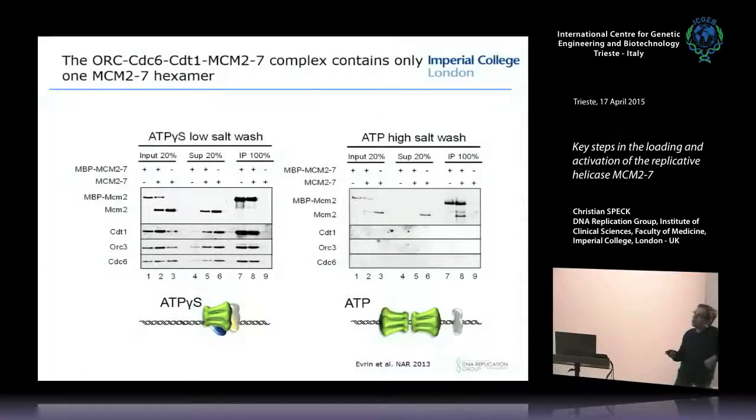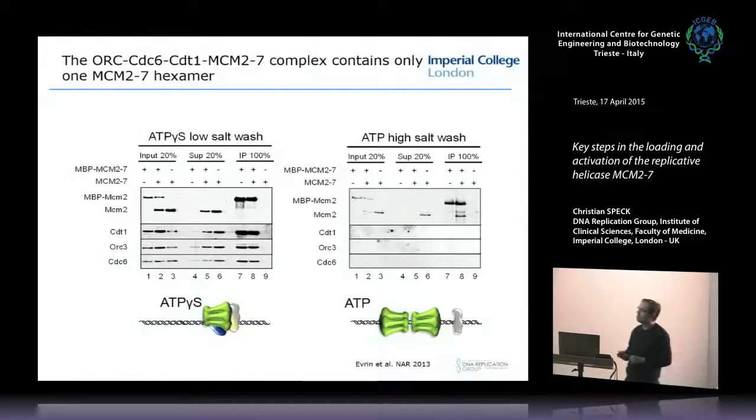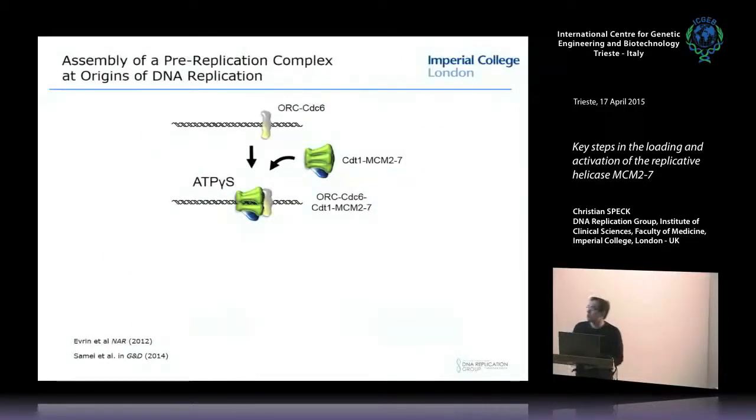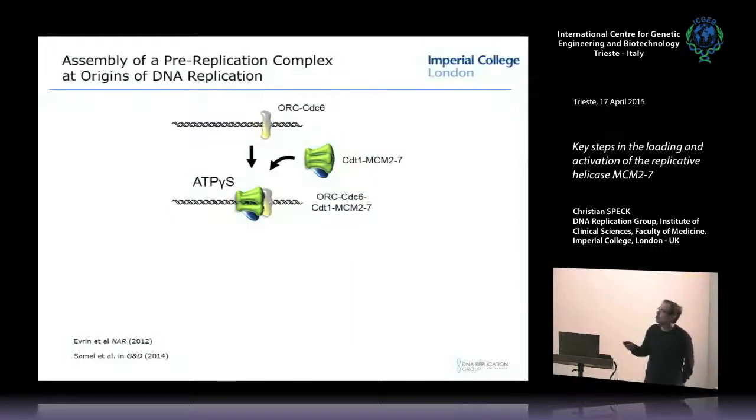And then in the presence of ATP gamma S, what we observed, again, our input, so we have tagged, and the mixture with untagged, and in the IP, we don't see co-IP of the untagged MCM. So this only contains a single hexamer. So that was a proof. But it contains CDT1 and ORC and CDC6 because it's an intermediate. All right, good. So we could conclude that in the absence of ATP hydrolysis, we could get CDT1 and a single MCM hexamer.